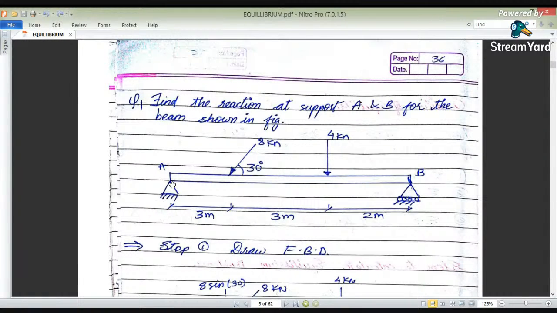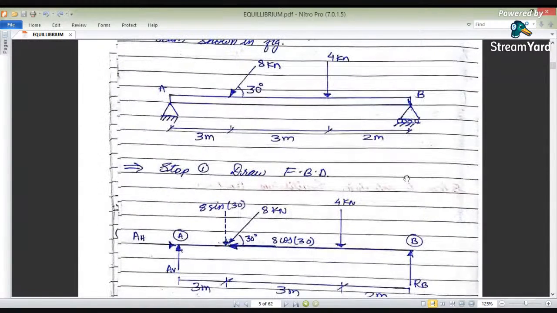So vertical directions and horizontal directions, it will have two reactions along this point A, and along B there will be only vertical reactions, only one reaction. Okay, so here we have drawn this BD for this case, in which we have resolved this 8 kilonewton. It is making an angle of 30 degrees. So here it is 8 cos 30, and here it is vertical as 8 sin 30.